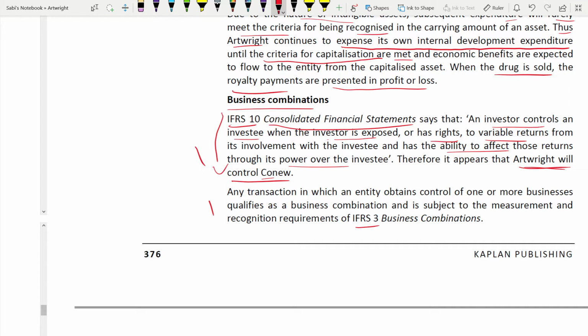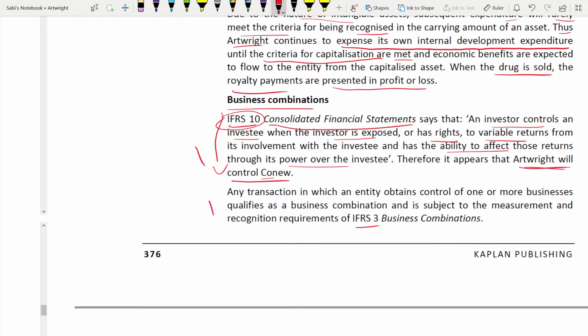That Artwright will control or Artwright will not control. Some of you just write in one line only, 2 or 3 words: Artwright will control Conio, Artwright does not control Conio because of so. It's not enough. This is what I wanted to show you. You need the technical knowledge to support your answer. Even if they control or not, it's okay. But you need technical support. From where will you get it? From the knowledge of IFRS 10. This is a technical area.